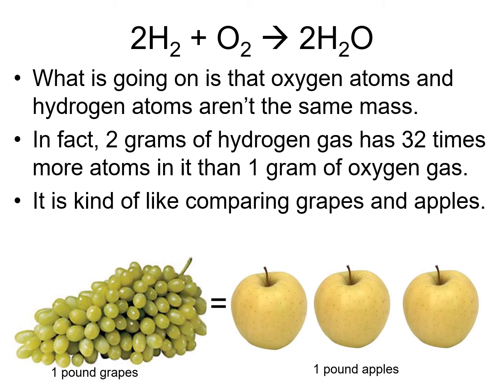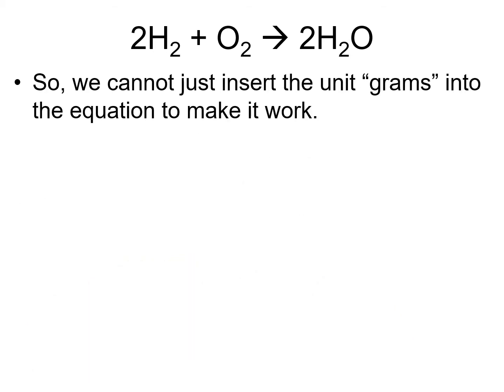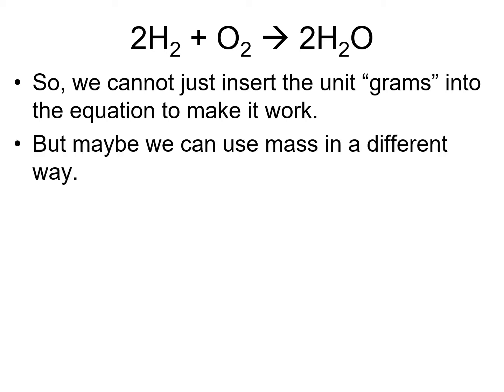It's kind of like comparing grapes and apples. If I had 1 pound of grapes, I would have a lot of grapes. But if I have 1 pound of apples, I might only have 2 or 3 apples. So I can't just use weight or mass directly. I can't just insert the unit grams into an equation and make it work. But I know with the paper example that I can use weight or mass as a substitute for counting. So there's got to be a way to do that.